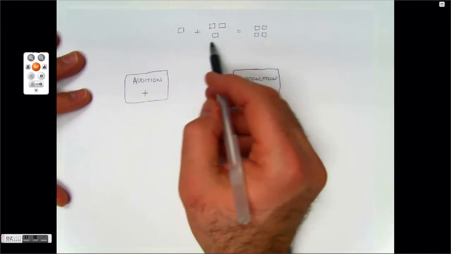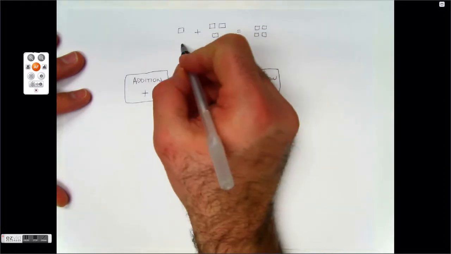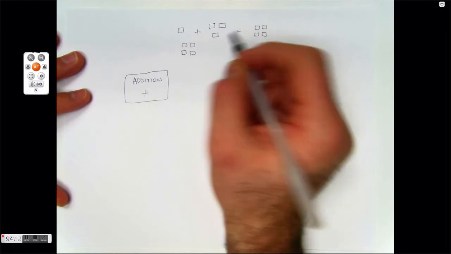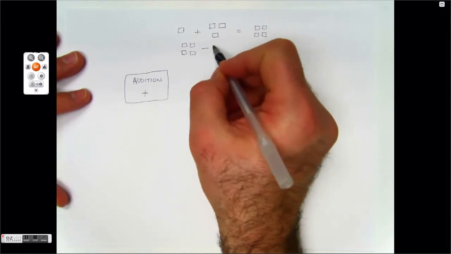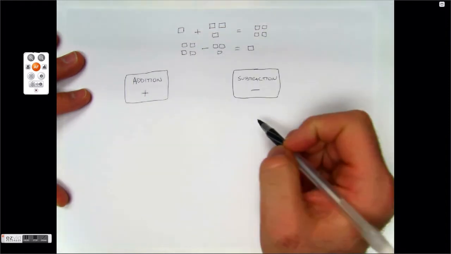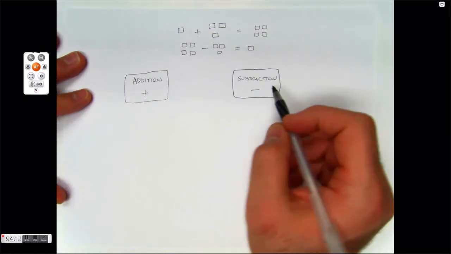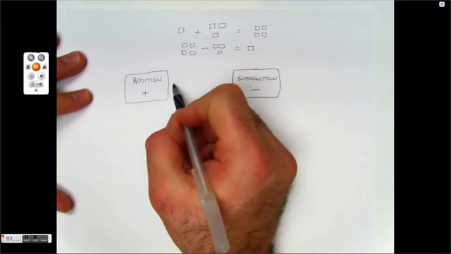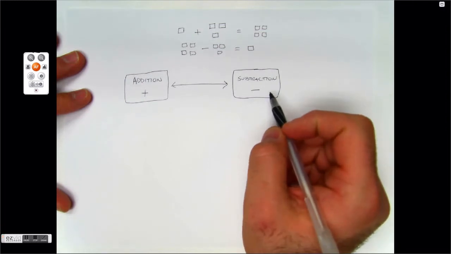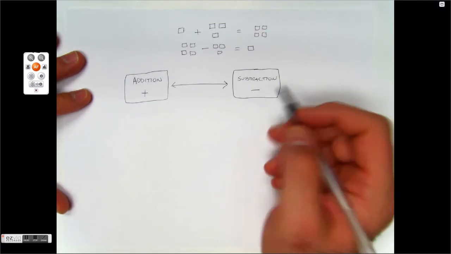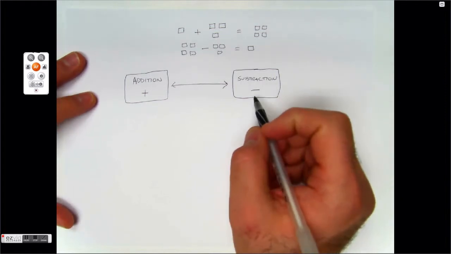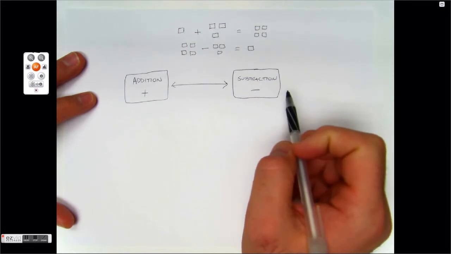So if we can put two things together, then it makes sense that we should be able to take those quantities and take them apart. So we could use something like this and get this. That's subtraction. So notice, if you can go this way, then you have to have an inverse operation that will allow you to bring it back. That's a fundamental property in mathematics. Okay, so we have addition and subtraction.